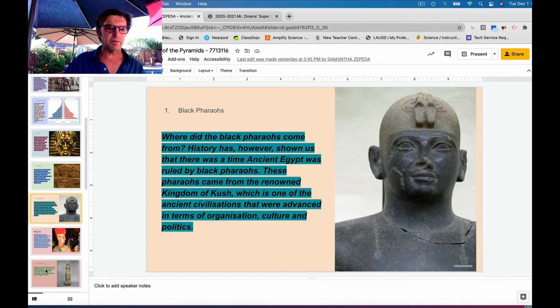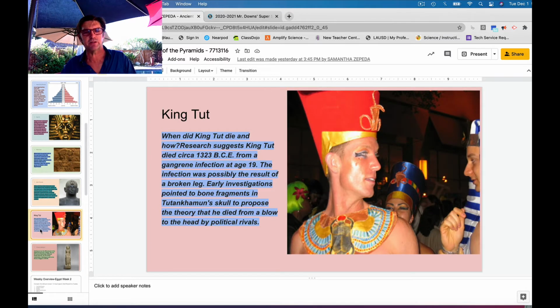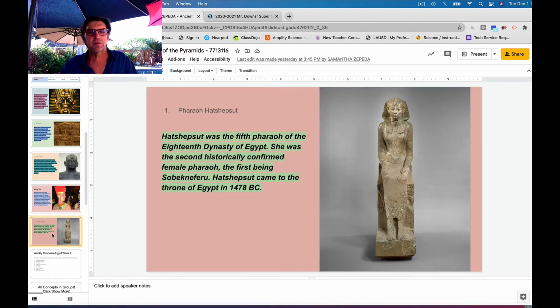Okay, so now we come down here. We have King Tut, which once again, there were 2 of those. You only need to do 1, but that's bonus. And then Pharaoh Hatshepsut. Hatshepsut was the 5th pharaoh of the 18th dynasty of Egypt. She was the 2nd historically confirmed female pharaoh, the first being Sobeknefer. Hatshepsut came to the throne in Egypt about 1478 BC.